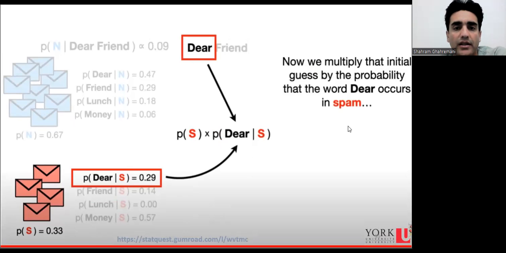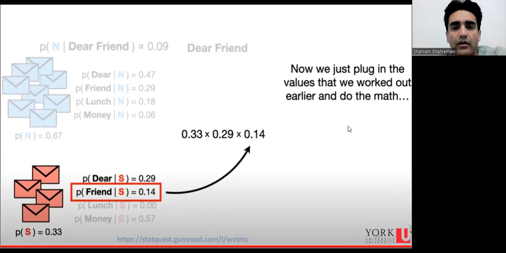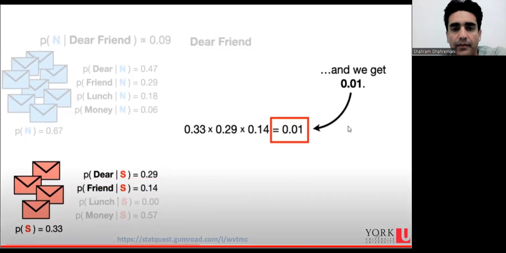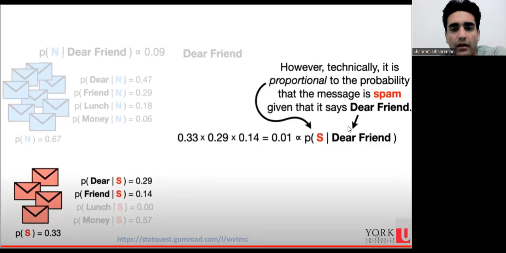Now we multiply that initial guess by the probability that the word dear occurs in spam, and the probability that the word friend occurs in spam. And also we plug in the values that we worked out earlier and do the math, and we get 0.01. Like before, we can think of 0.01 as the score that dear friend gets if it is spam. Again, technically, it is proportional to the probability that the message is spam, given that it says dear friend.